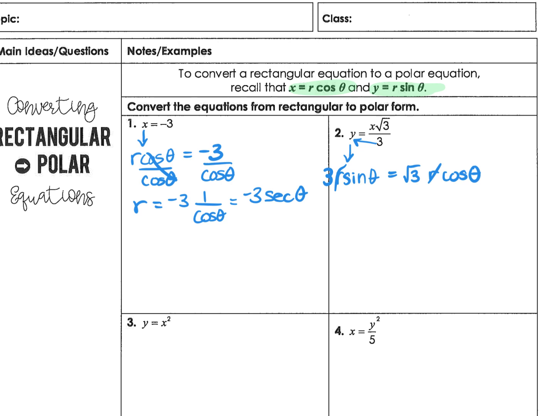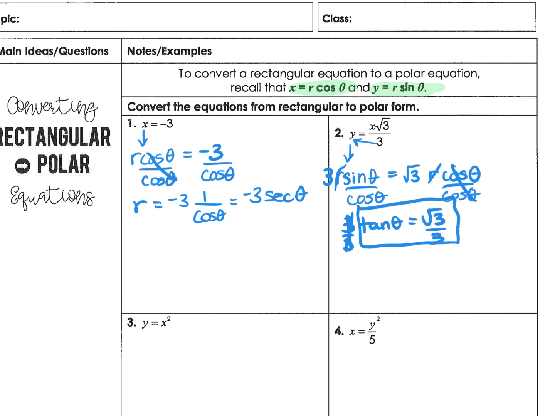Now, the r went away, so now I just have to get the thetas all on one side. Which side do you want the thetas on? If we're solving for it, we want it on the left, don't we? So if I want it on the left, what do I need to divide both sides by? Cosine, yes. Divide by cosine. So 3 sine over cosine is what? Tangent. And now I want tangent by itself, so just divide by 3. And I have an answer.